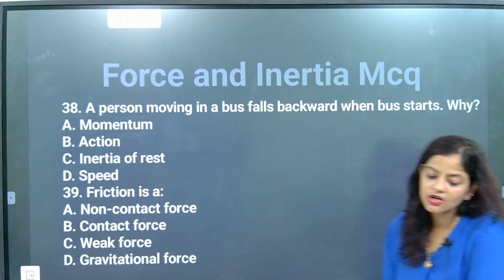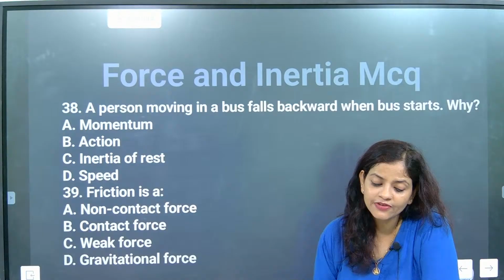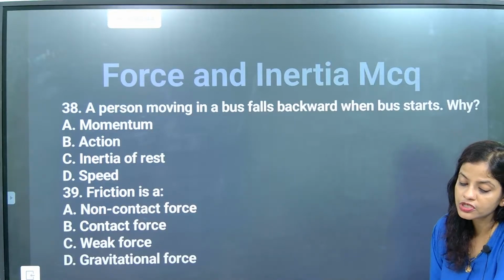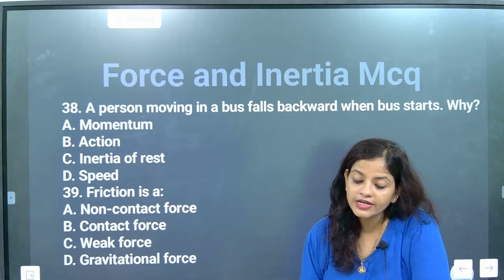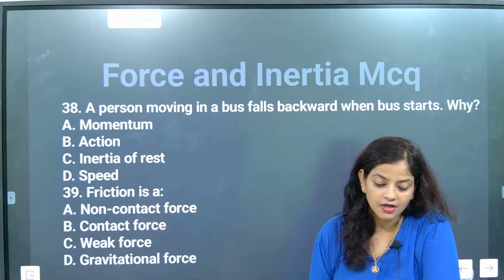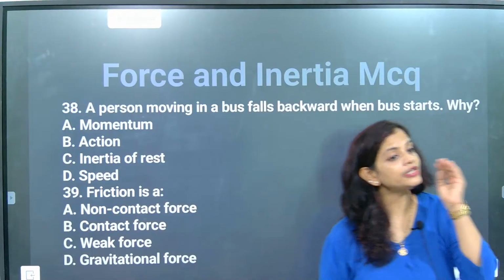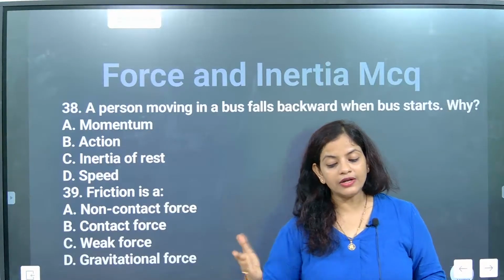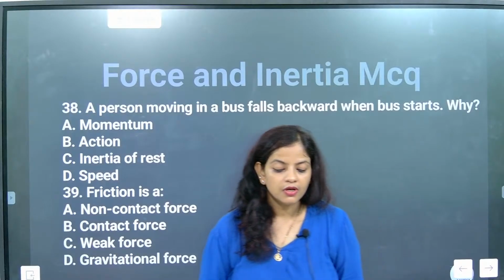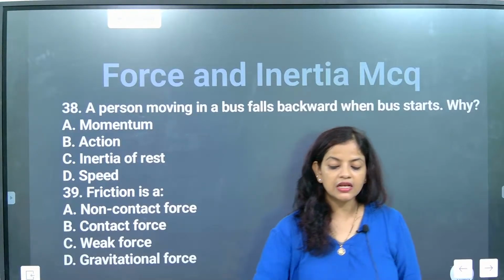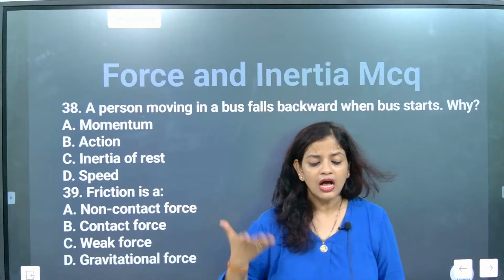Now, friction: is it a contact force or a non-contact force? Weak force, gravitational force? Come on, this is a very tricky question. Is it a contact force or a non-contact force? Friction is a contact force. Everybody is correct. Beta, contact. See, the tire is in contact with the surface. Yes, absolutely correct, children. Everybody has given the correct answer. Friction is what, beta? A contact force. And this contact friction is an opposing force.